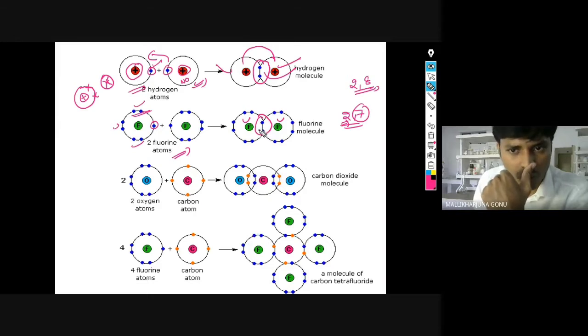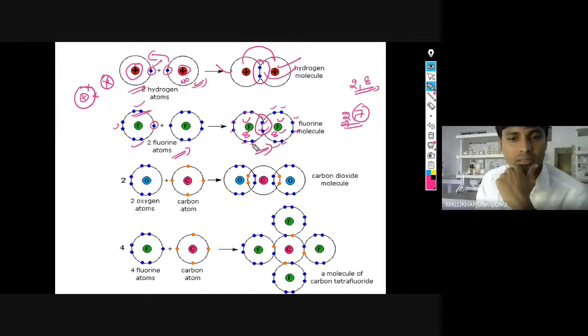Just count 1, 2, 3, 4, 5, 6, 7, 8. So here 8. These 2 electrons belong to this fluorine also. 1, 2, 3, 4, 5, 6, 7, 8. 8 electrons. That's how they complete the octet. So that's how the carbon dioxide structure is like that.